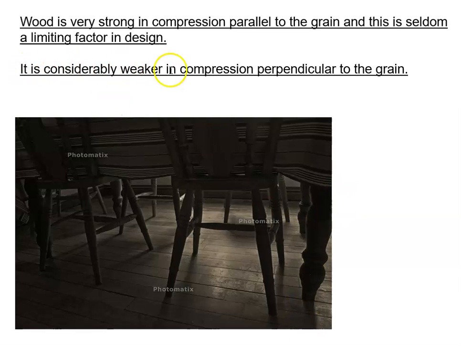It is considerably weaker in compression perpendicular to the grain. Perpendicular to the grain would be the floorboards. So this point load is coming down on that floorboard perpendicular to the grain, and it is in compression, right? This chair leg is pushing on that floorboard perpendicular to the grain, and it is not nearly as strong as it is when loaded parallel to the grain. So the geometry and the understanding of which direction the wood grain runs is very important.